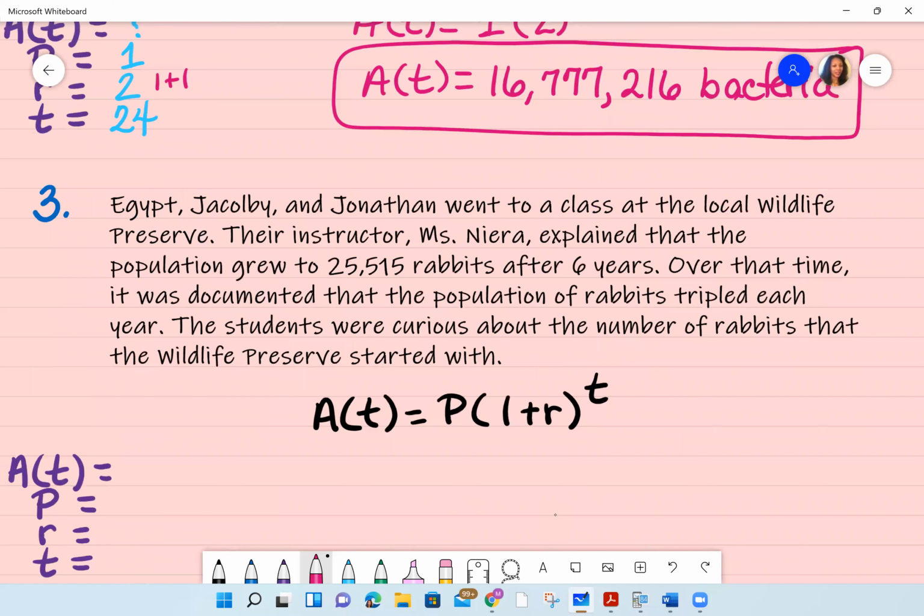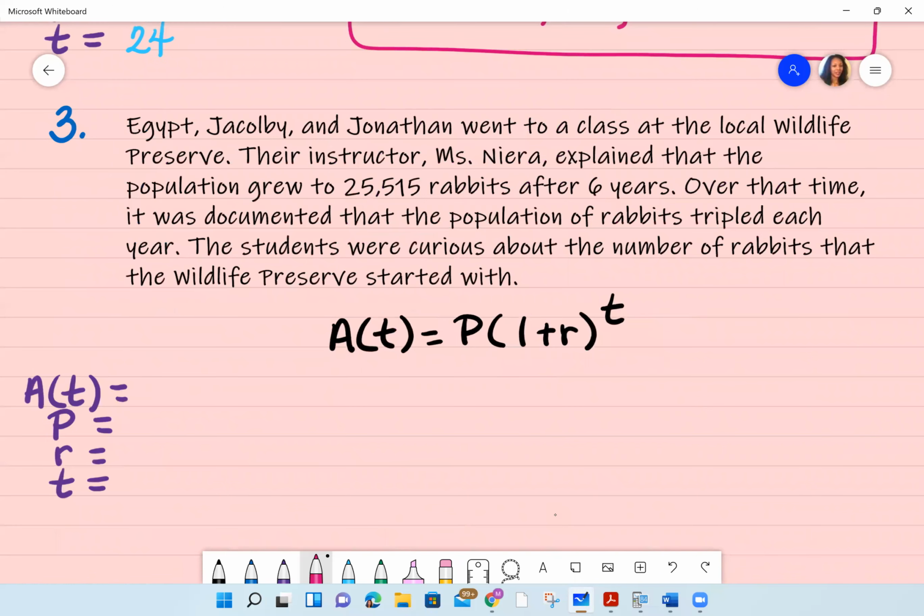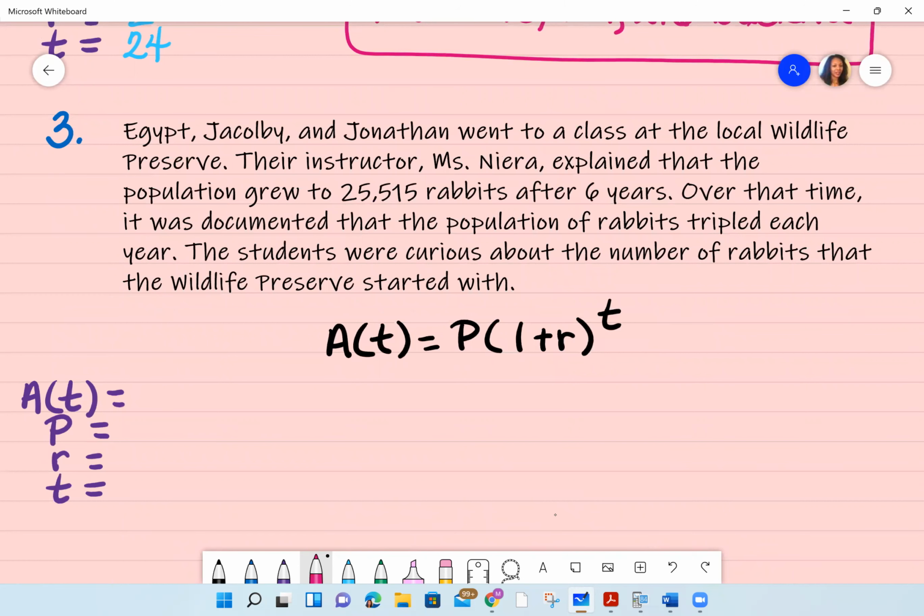All right, the next one says, Egypt, Jacollby, and Jonathan went to a class at the local wildlife preserve. Their instructor, Ms. Niera, explained that the population grew to 25,515 rabbits after 6 years. Over that time, it was documented that the population of rabbits tripled each year. The students were curious about the number of rabbits that the wildlife preserve started with.